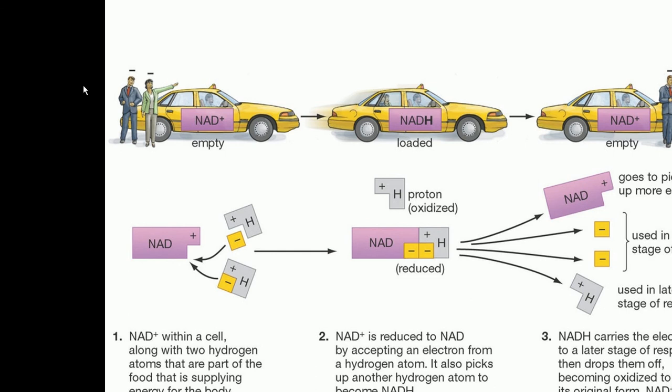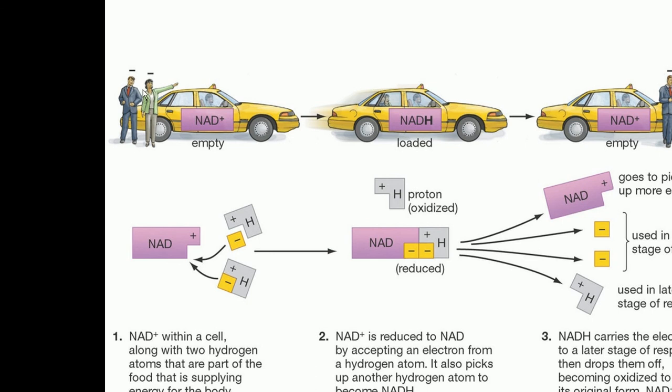The function of the cab is to take the passengers, right? So this is the empty cab, these are the passengers. Once they sit inside, the cab is loaded, and then it makes its passengers reach their destination, and the cab becomes empty again. That is what the function of the electron carriers is. When the electron carriers are empty, this is NAD plus, which is an electron carrier.